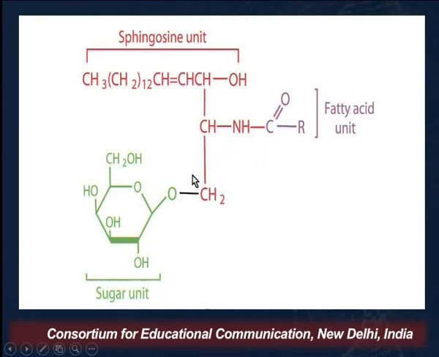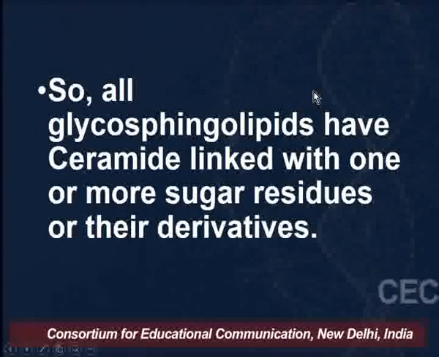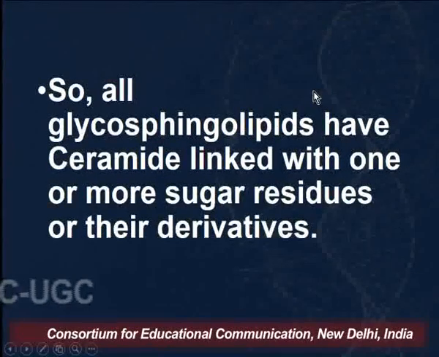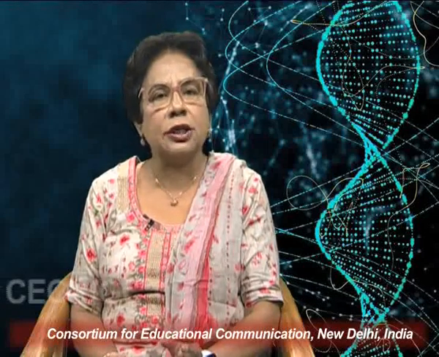the ceramide. So in summary, we can say that a glycolipid is made up of sphingosine, a fatty acid, and a carbohydrate unit, which may be a monosaccharide, oligosaccharide, or a derived carbohydrate. This is what you have to remember. So all glycosphingolipids have ceramide linked with one or more sugar residues or their derivatives. Before we proceed further, let us see what a ceramide is.